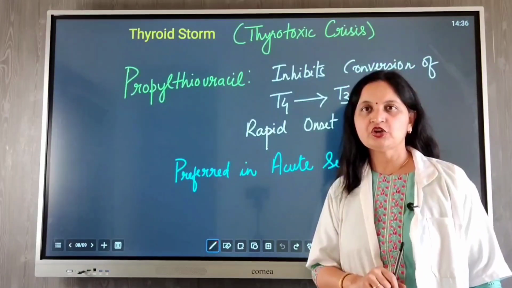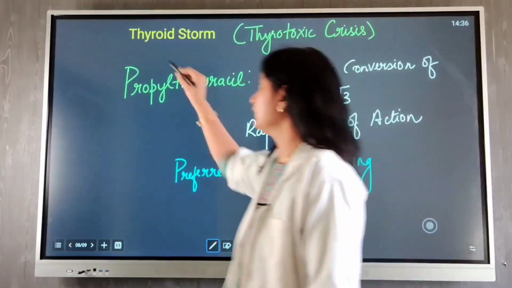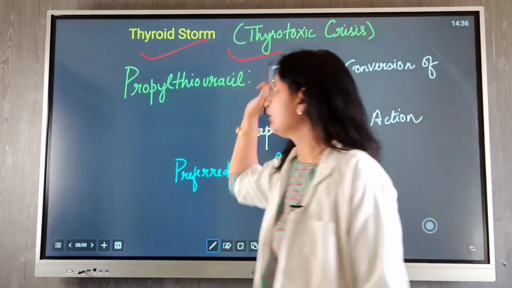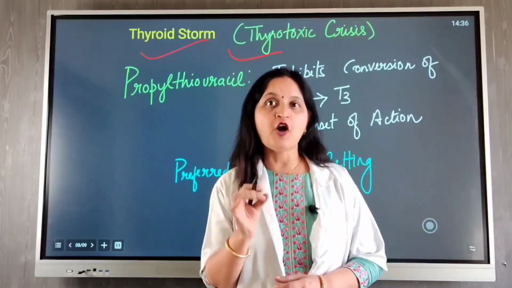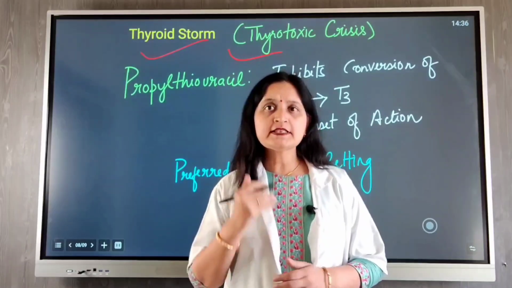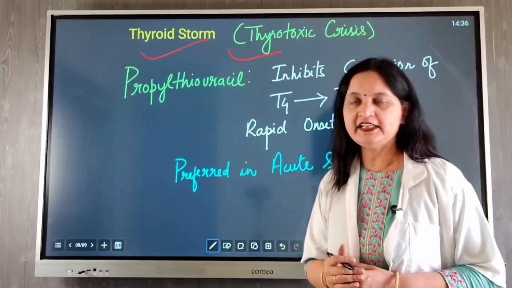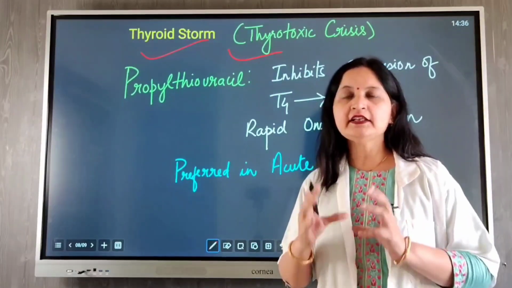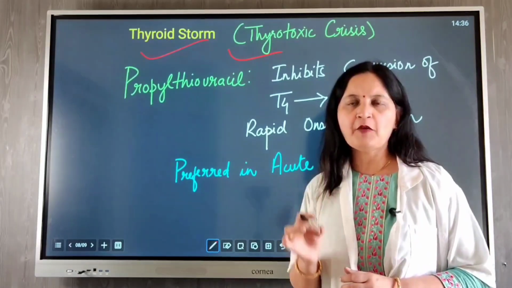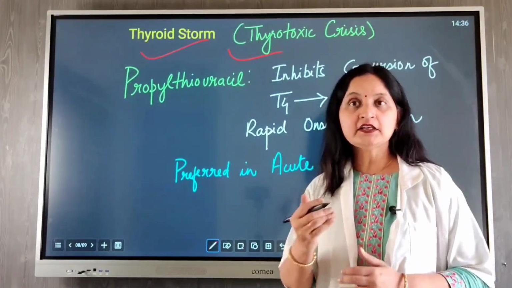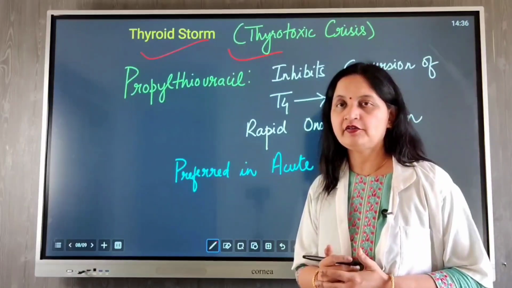Now, the next indication of thioamides is that they are useful in thyroid storm and thyrotoxic crisis. It is an emergency condition, an extreme form of hyperthyroidism. There is a sudden surge in the levels of T3 and T4, and it is triggered by infection, trauma, surgery, and sudden withdrawal of antithyroid drugs.